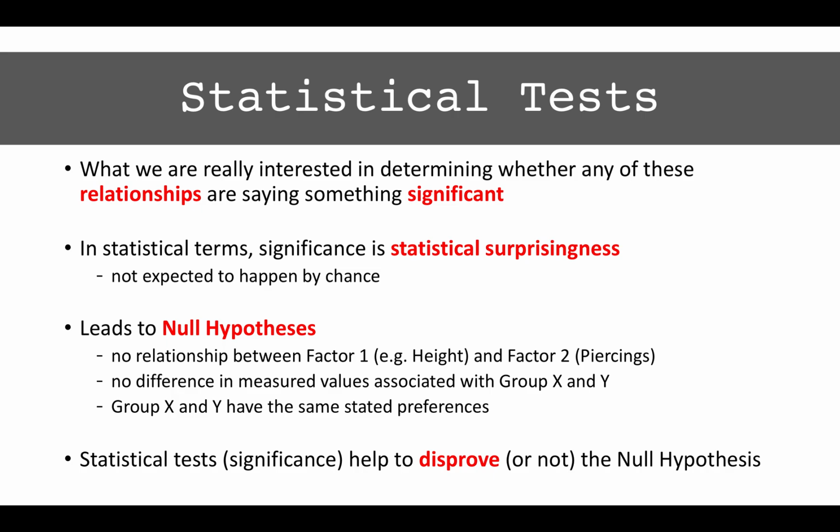So what our statistical tests do is help to disprove or not the null hypothesis. And if we can disprove the null hypothesis, we're saying, well, actually we can't say there's no relationship, so what we are implicitly saying is that there is a relationship.